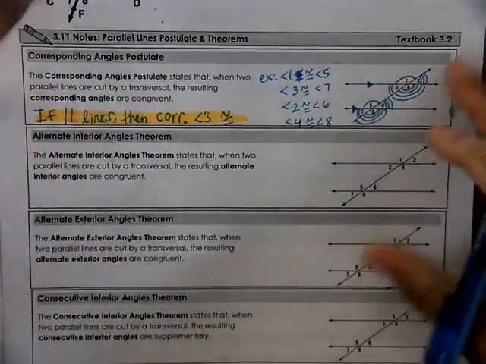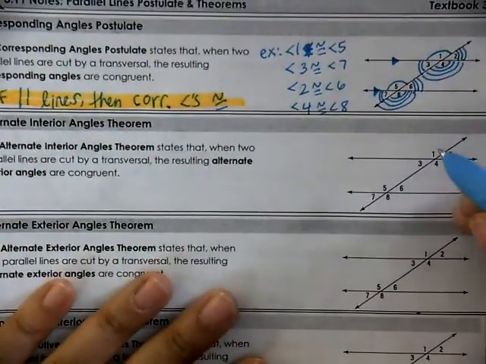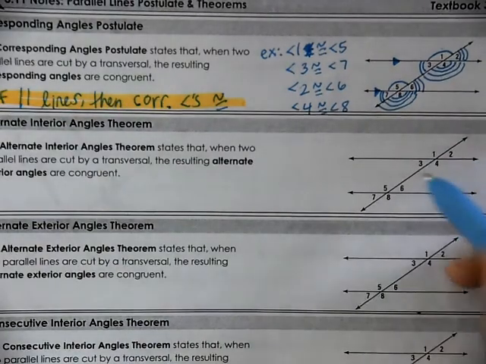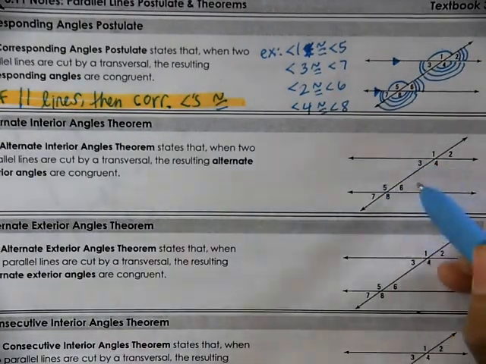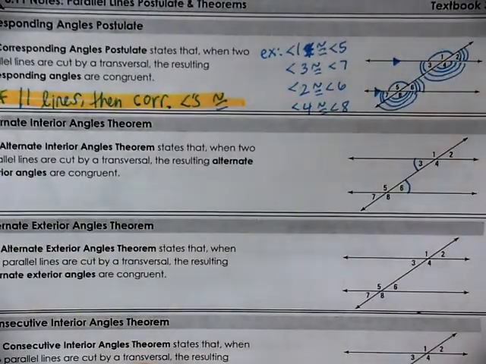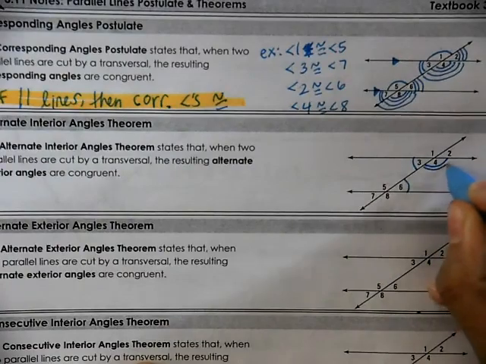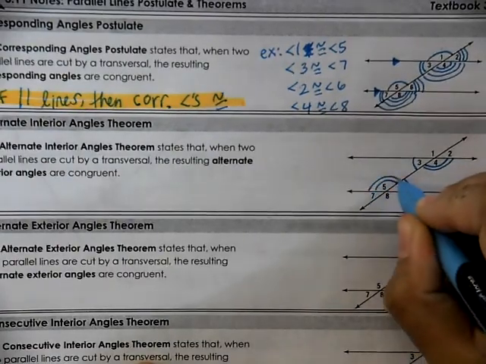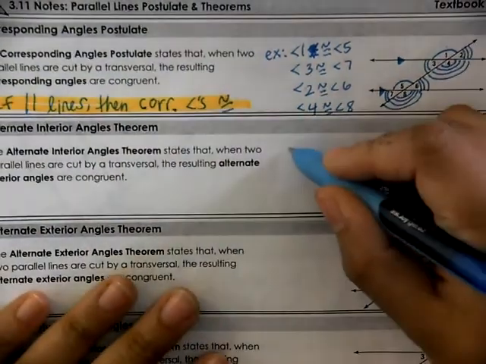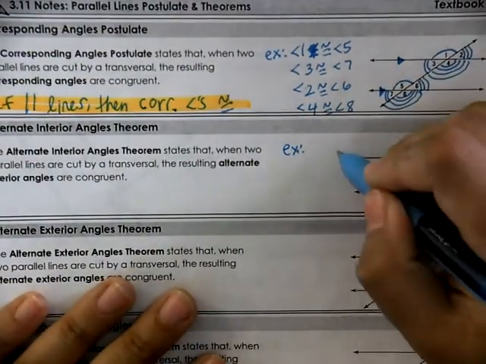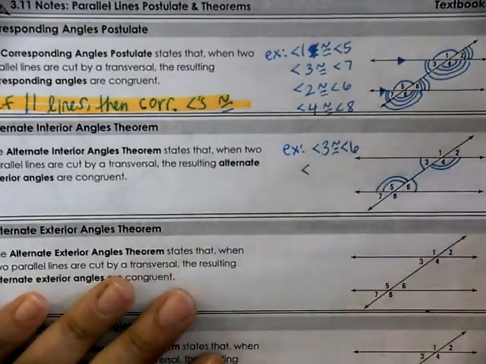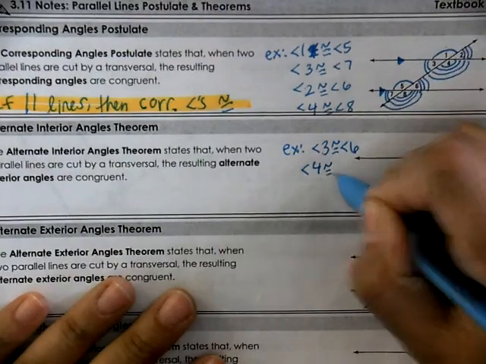So from yesterday, we are finding the alternate interior. Remember, interior means on the inside of the 2 lines. So we're working with these 4 inside here, but on opposite sides. Alternate means opposite. So 3 and 6 would be the same, whereas 4 would be with 5. And again, you don't have to draw the rings around it like that. You can also just write it down as examples, like angle 3 would be congruent to angle 6, and angle 4 would be congruent to angle 5.